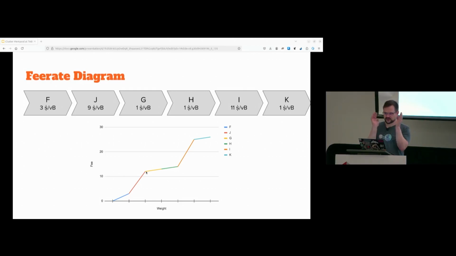You basically just look at the whole cluster. Out of this cluster, what would I pick first into the block? What's left? What would I pick then? And so forth. And you make that your linearization.